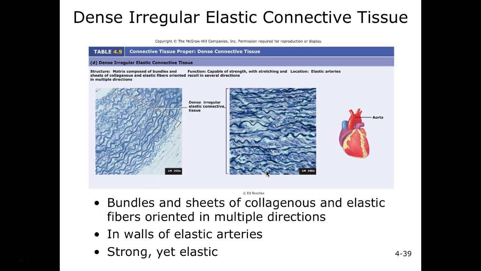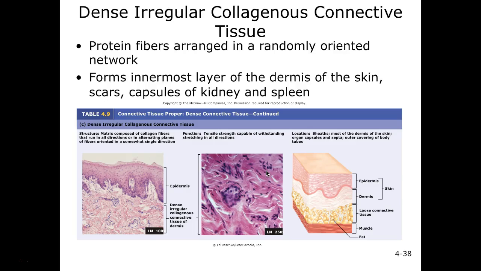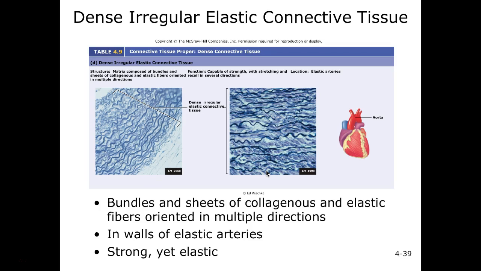Next, we have our dense, irregular, elastic connective tissue. So I forgot to add this to your irregular division too. So that too is going to have a collagenous as well as elastic component to it, just like your dense, regular connective tissue. Anyway, we are looking at our irregular, elastic connective tissue.